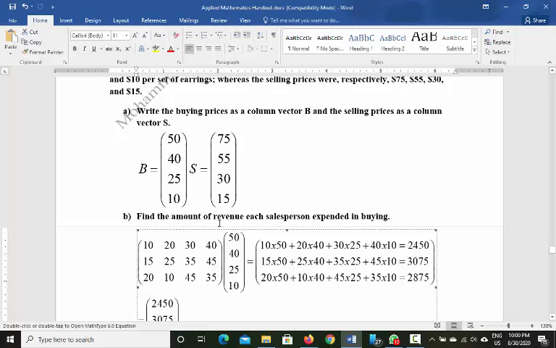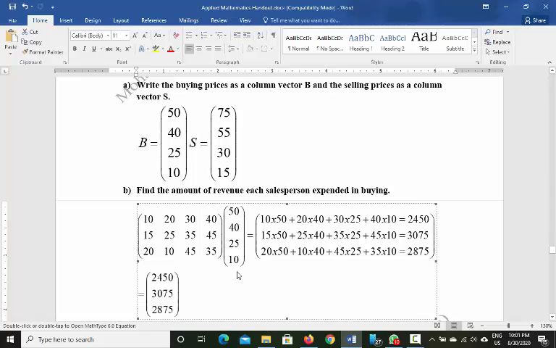So the question is asking us to find out the total amount spent in buying. That means how much they have spent in total to buy. So this is the buying vector. 50 is the price of watch, 40 is the price of ring, 25 is the price of necklace, and 10 is the price of earrings.